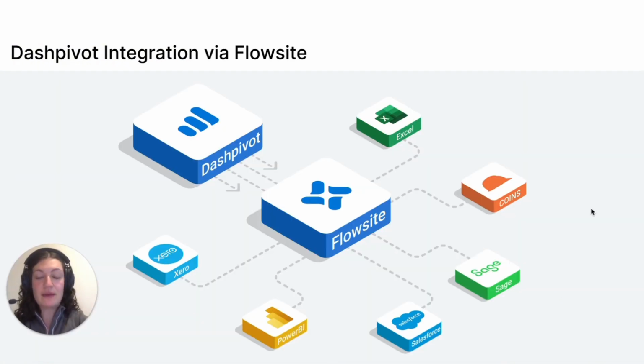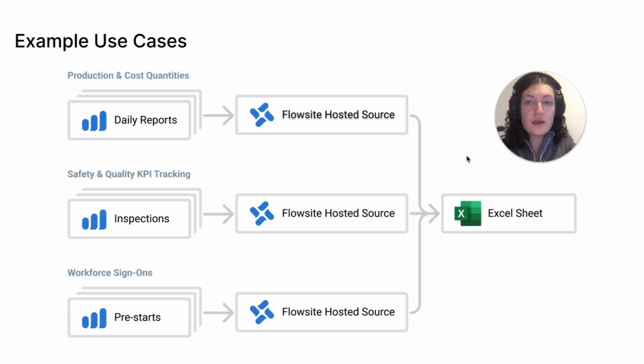Dashpivot can be used for many other use cases, and data can be synced to external tools such as Excel, Power BI, Xero, etc., using our integration product FlowSite. With this, you can seamlessly transfer your site diary data from Dashpivot to your preferred data analytics or other tools. For example, some customers are using their integration to push out their site diary data from Dashpivot into Excel for further advanced analytics, just like we see here on the screen, eliminating the manual data transfer step.